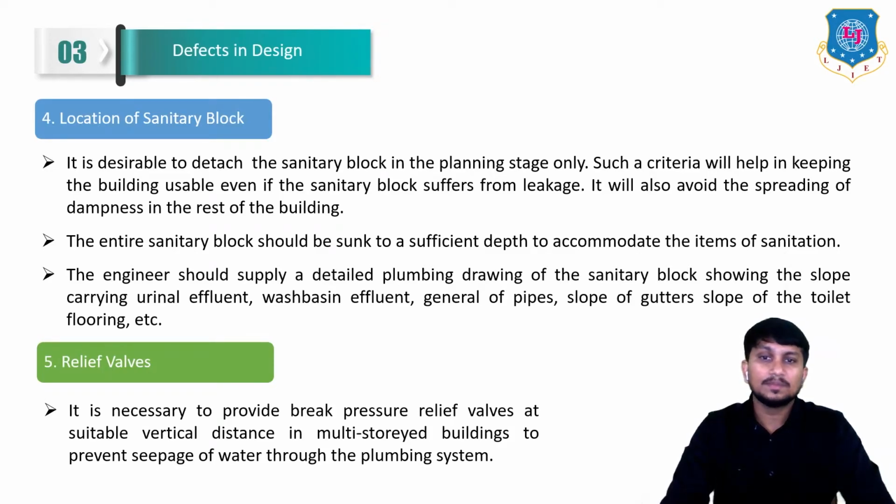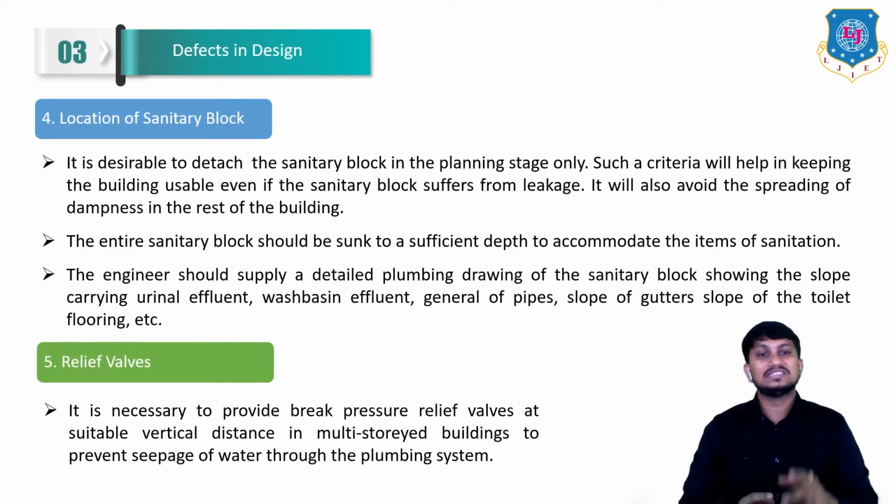The engineer should supply a detailed plumbing drawing of sanitary block showing the slope carrying urinal effluent, wash basin effluent, a general of pipe, slope of gutters, slope of the toilet flooring, etc. If you provide proper slope to this type of arrangements, you can easily reduce the chances of water logging in bathrooms, etc., which leads to water leakage in future.